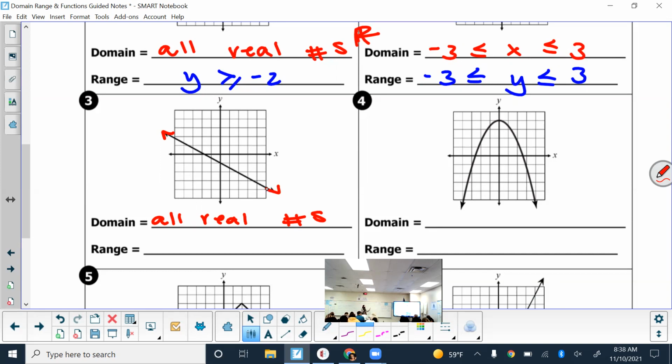Whenever you see those arrows, just pay attention to them. If it keeps getting wider as you go, then it's going to eventually touch all the x's. What about the range? So scan from top to bottom. Does it go infinitely upward? Infinitely downward? So my range is all real numbers. Good.